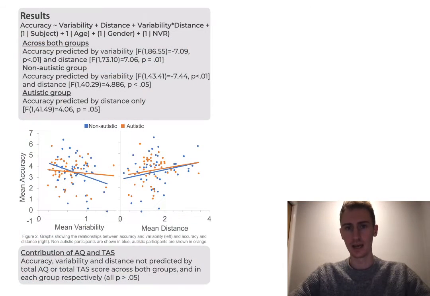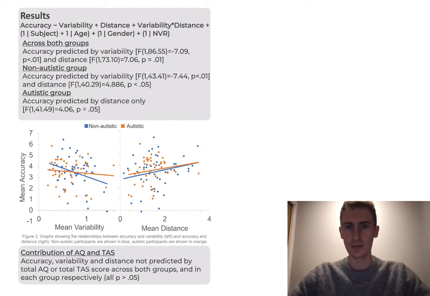We constructed a linear mixed effects model of accuracy as a function of mean variability, mean distance, and the interaction between these variables. This revealed that accuracy was negatively predicted by variability and positively predicted by distance. Those with higher variability and those with smaller distances between emotion representations had lower emotion recognition accuracy.